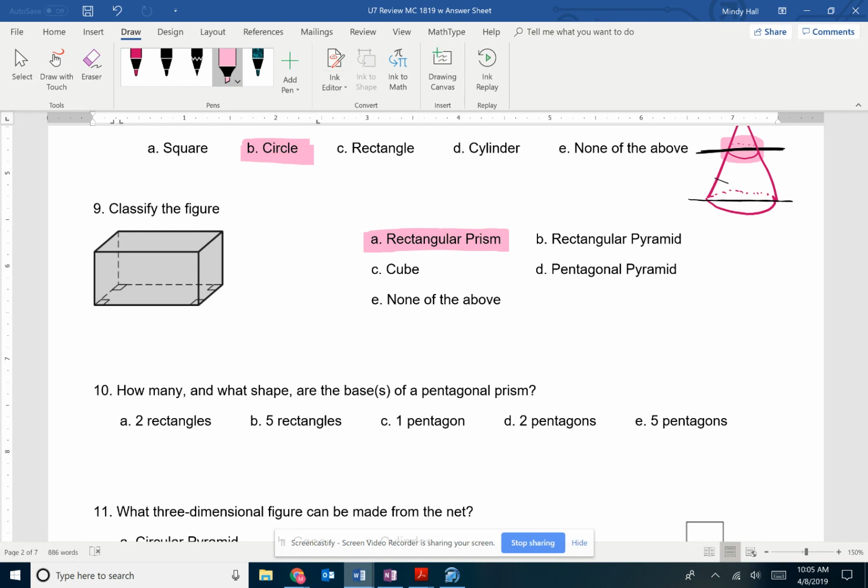For number 10, how many and what shape are the bases of a pentagonal prism? The key thing here is that it's a prism, so I automatically know I have two bases. And then because it's a pentagonal prism, I know that my base is a pentagon, so that leaves me with answer D, 2 pentagons. Okay.